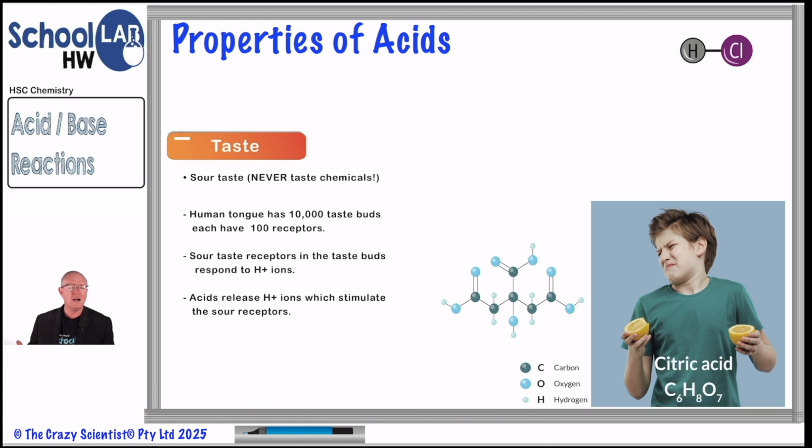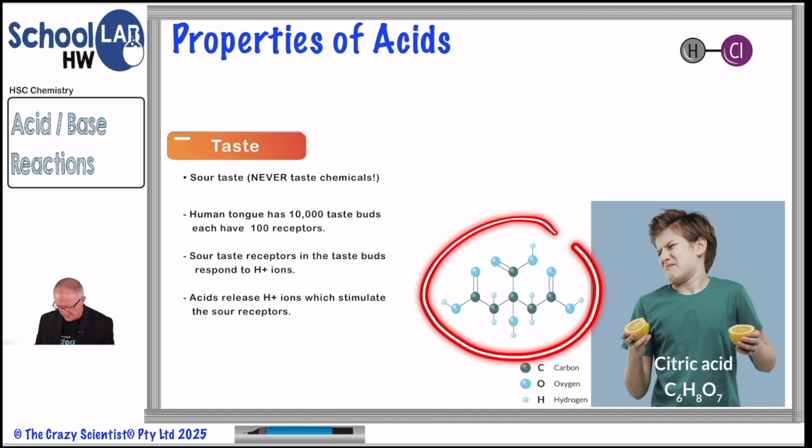Now, our human tongue has about 10,000 taste buds on it, and each taste bud can actually be broken up into 100 different receptors. So that's a lot of possible sites where those taste buds and receptors can be activated. Now, to get that sour taste, we are relying on it being activated by H+ ions, and those H+ ions, of course, come from acids. And so that is pretty cool to realize.